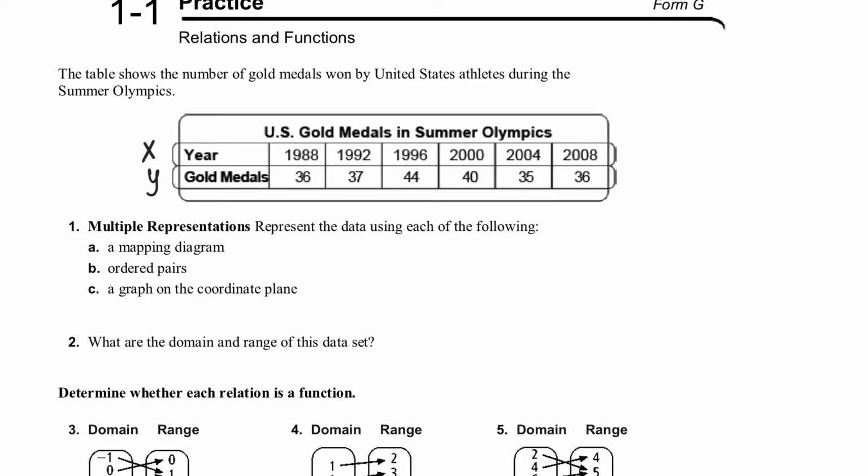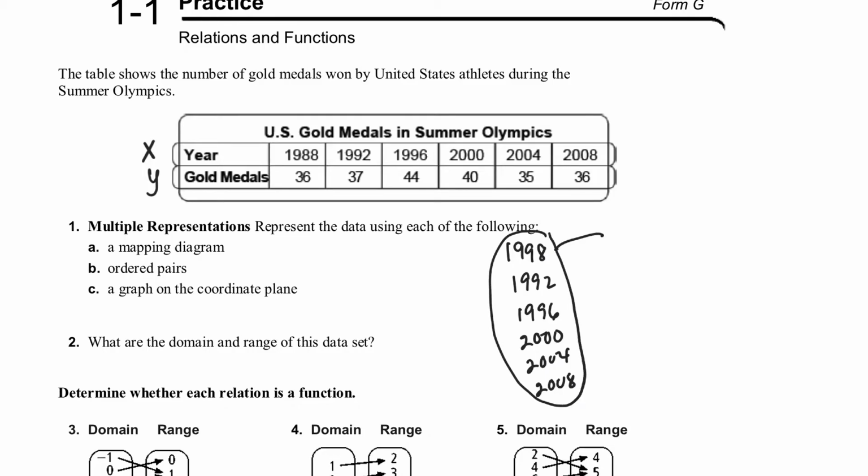To do a mapping diagram, I would list the years: 1988, 1992, 1996, 2000, 2004, and then 2008. And then I would do a mapping. Go ahead and draw an oval.